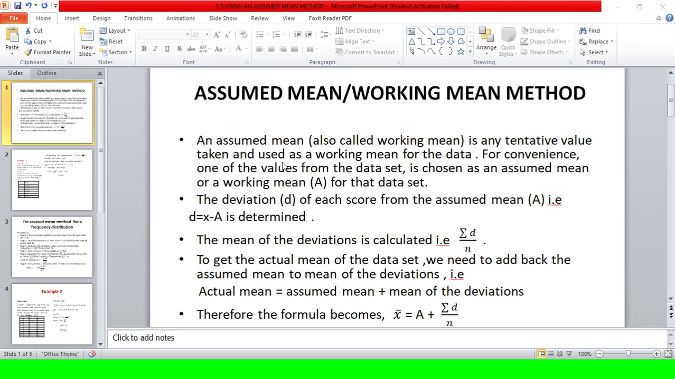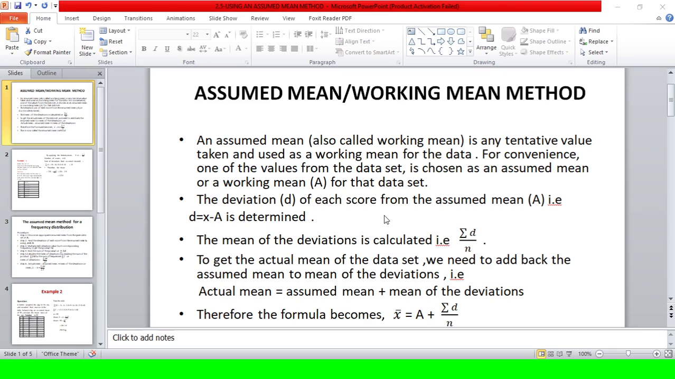Very well. What is assumed mean? Assumed mean, also called working mean, is any tentative value taken and used as a working mean for the data. For convenience, one of the values from the dataset is chosen as an assumed mean or a working mean for that dataset, denoted A. So we let the assumed mean be a particular value. For simplicity, we use a capital letter A.